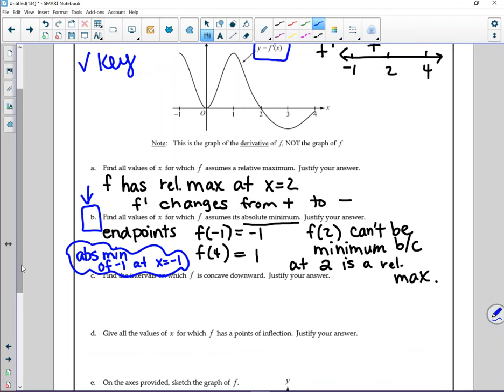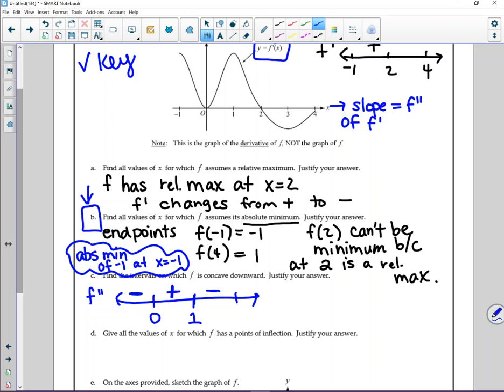Concavity, points of inflection. The slope of the f prime graph is where f double prime is going to come from. And so if I make myself an f double prime number line, negative slope, positive slope, changing at 0, positive slope to negative slope, changing at 1, down to 3, where we go to positive slope.